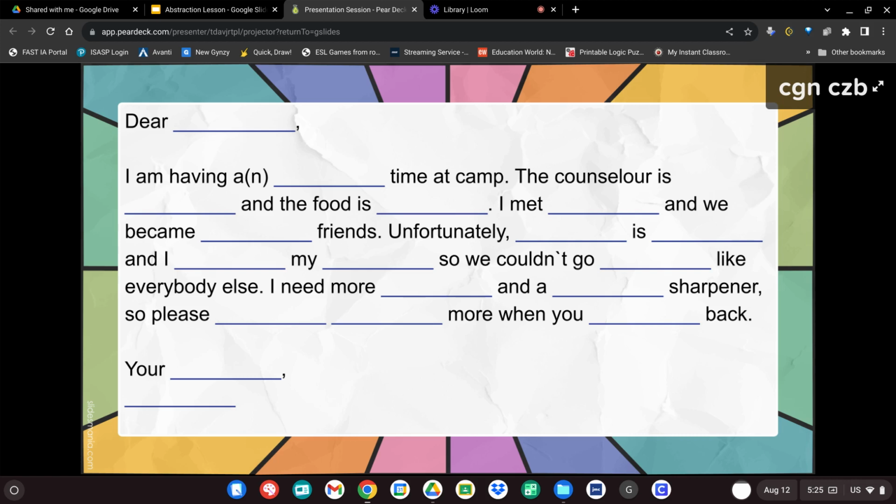So our letter says, Dear blank, I am having a or an blank time at camp. The counselor is blank and the food is blank. I met blank and we became blank friends. Unfortunately, blank is blank and I blank my blank, so we couldn't go blank like everybody else. I need more blank and a blank sharpener, so please blank blank more when you blank back. Your blank blank.